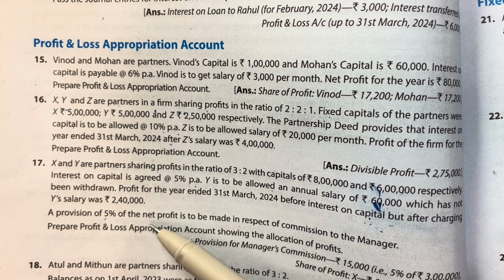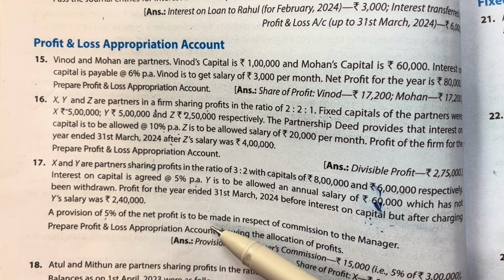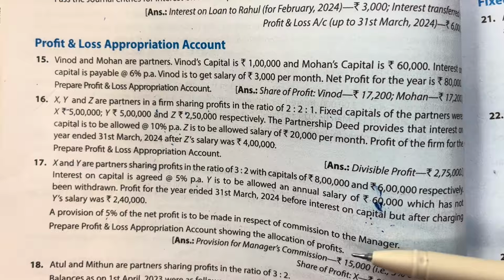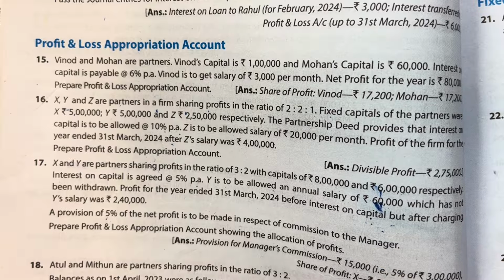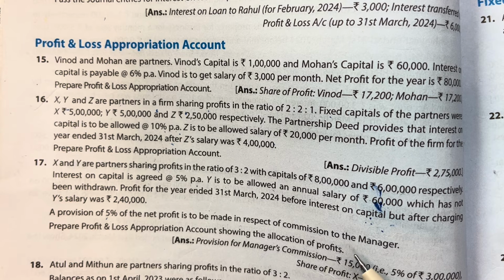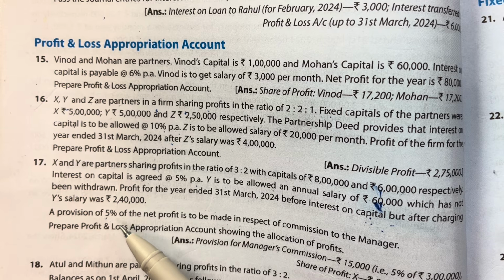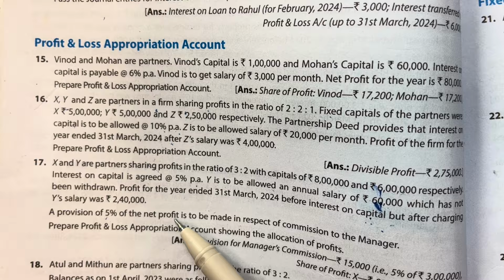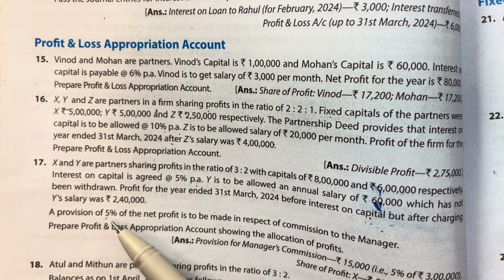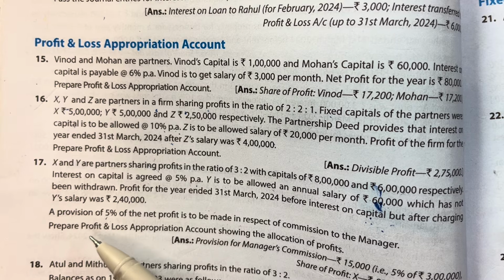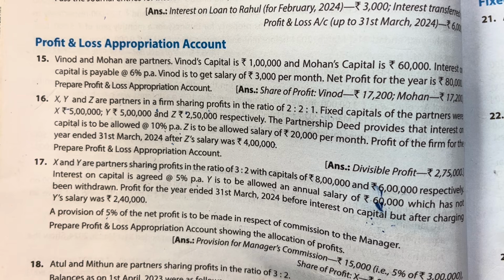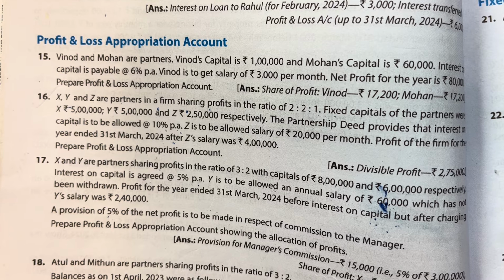A provision of 5% for the net profit is to be made in respect of commission to the manager. Okay, now the manager's commission is 5% of the net profit. First we'll calculate the net profit. On this net profit, we'll calculate 5%. Okay, this 5% would be the commission to manager. Prepare profit and loss appropriation account showing the allocation of profits. Okay, let's start doing the sum.